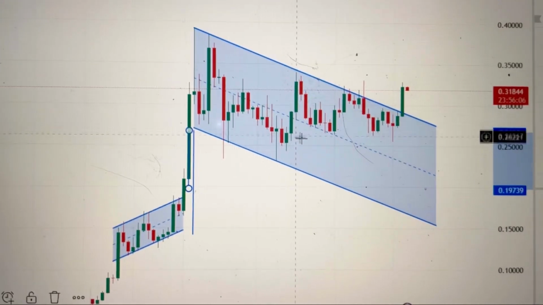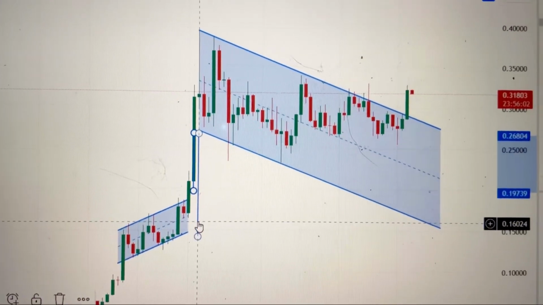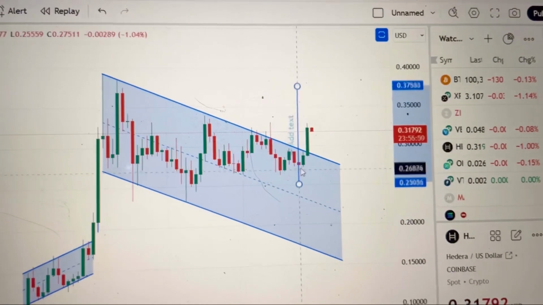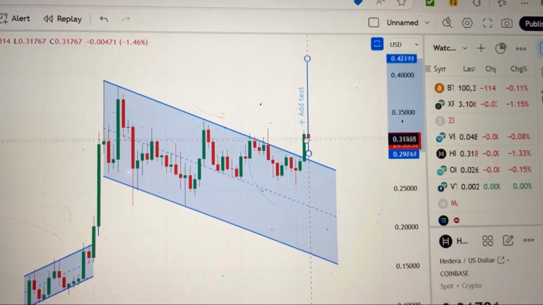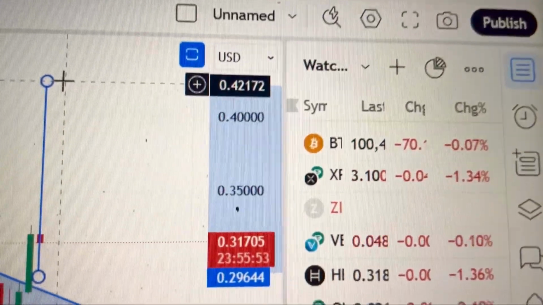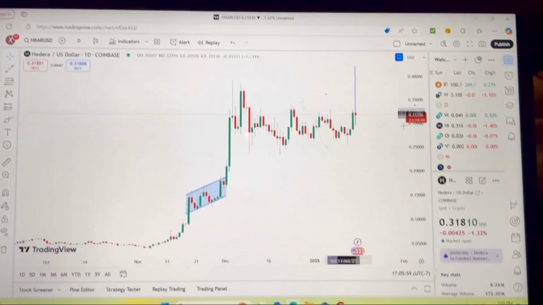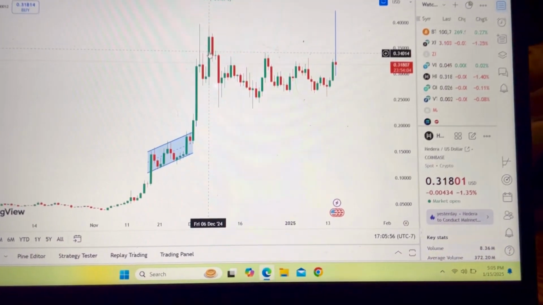Now I have this flag, and then the pole right here is from the bottom of the flag down to here. Let me move this one, and we're going to see how far HBar should go. From the breakout right here, we need to put a line right there. HBar, if it breaks out and continues, it should go to 42.17. Let me show you how to draw a flag, or some people call them pennants, whatever you want.